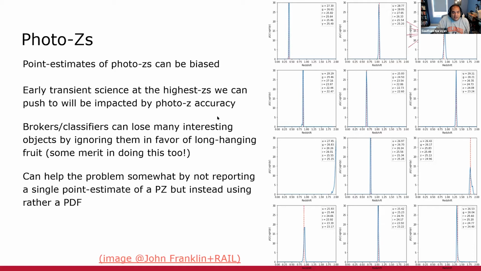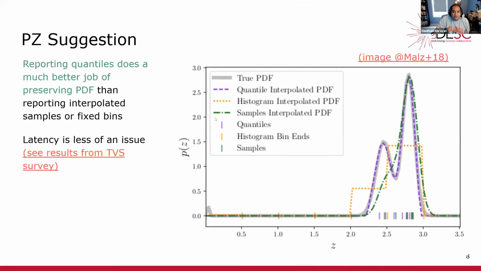You can mitigate this problem by not reporting a single point estimate. Alex Miles and company have shown that reporting quantiles does a much better job of preserving PDF information than simply reporting some kind of interpolated samples. Again, this may be computationally expensive, but I'd say that latency is actually less of an issue for all the science collaborations. I will point again to this TVS survey that I hope gets rerun in the near future, which showed that the input from a lot of the science collaborations was that we did not, in fact, need 60-second latency for alerts. So I would say it makes a lot of sense to revisit that issue and determine if this is really a strict requirement for LSST users, or whether we can accept larger latency in return for richer data packets in the alerts.